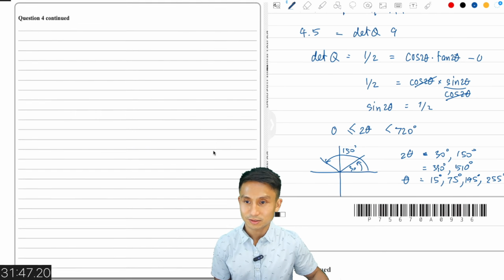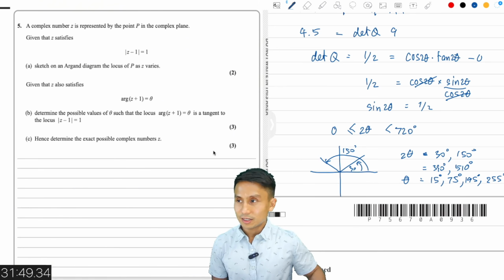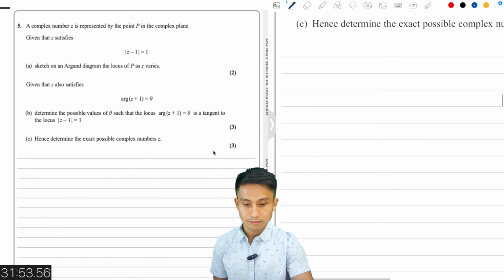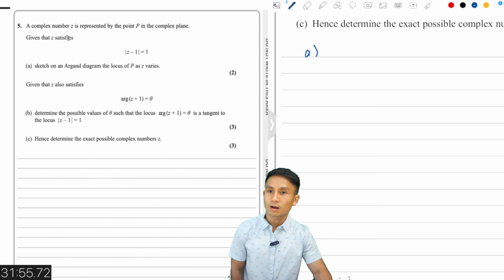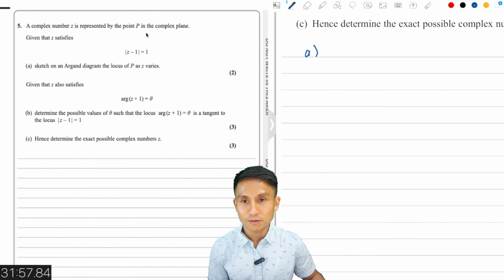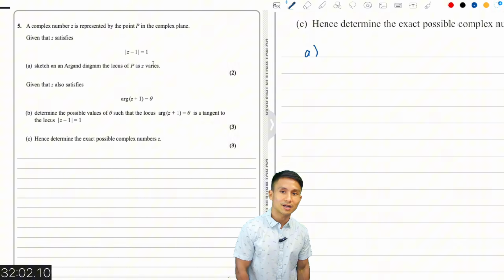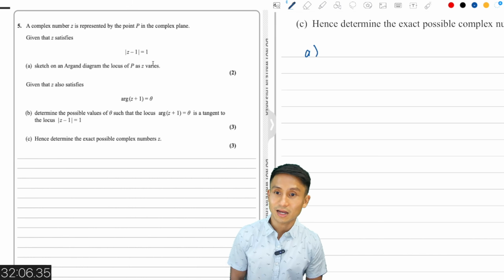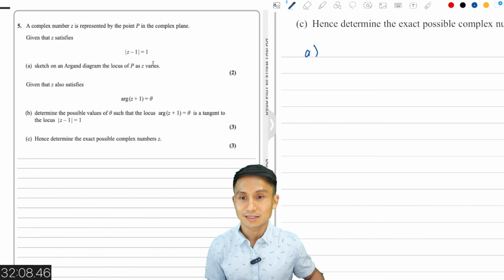I'm gonna go to the next one. Next, number 5. A complex number z is represented by point P in the complex plane, given that z satisfies that. That looks like a circle, loci. Okay? A sketch on an Argand diagram, the locus of P as z varies.